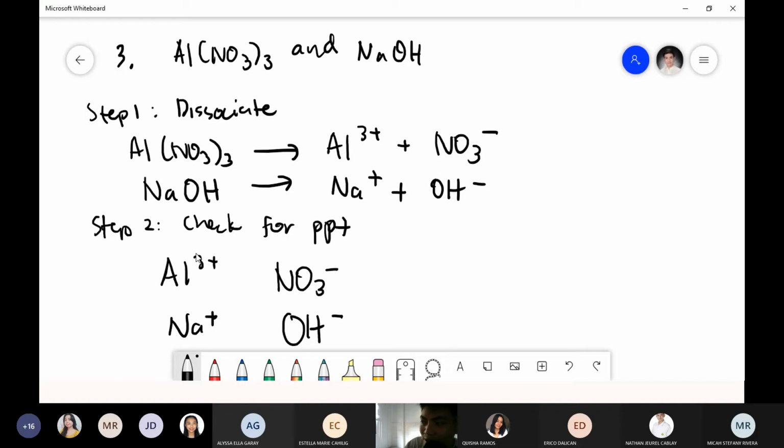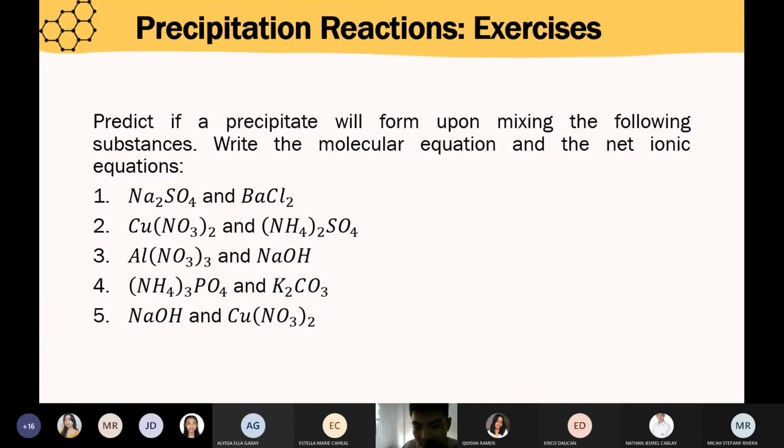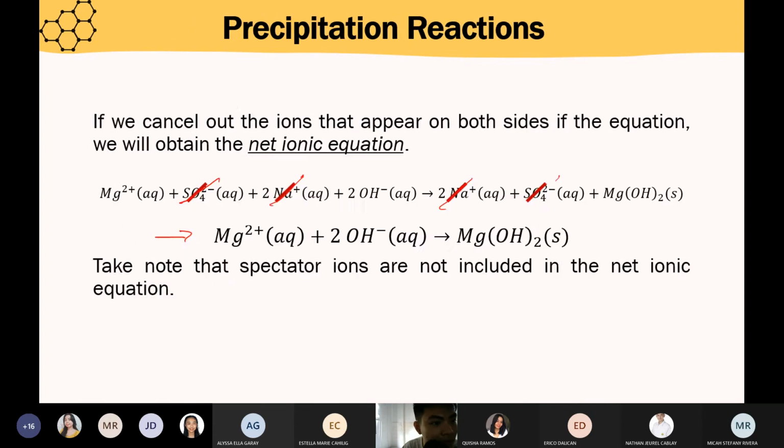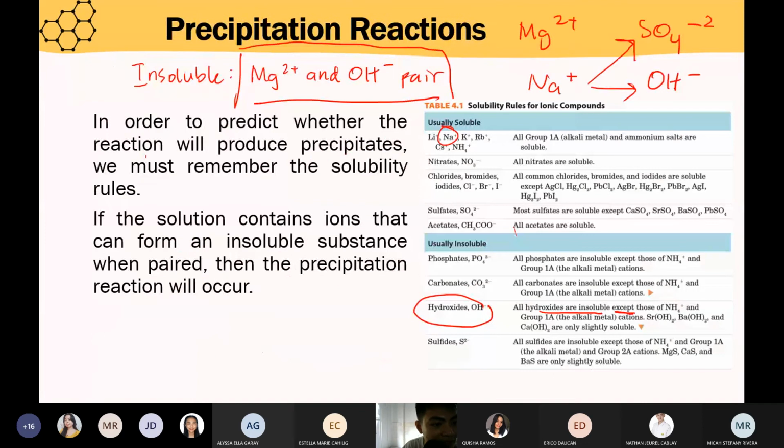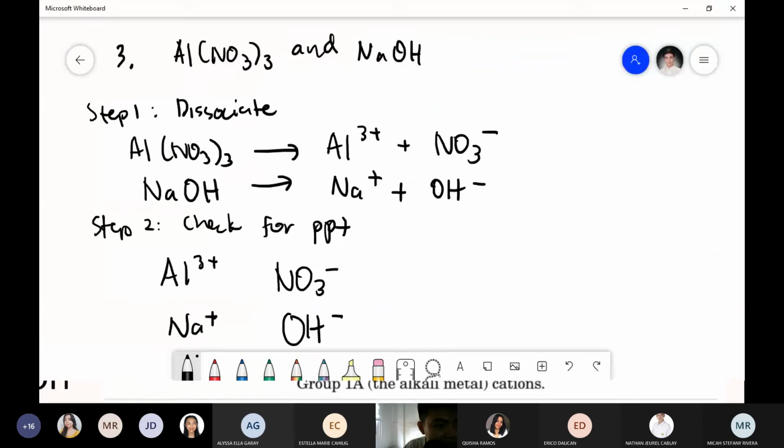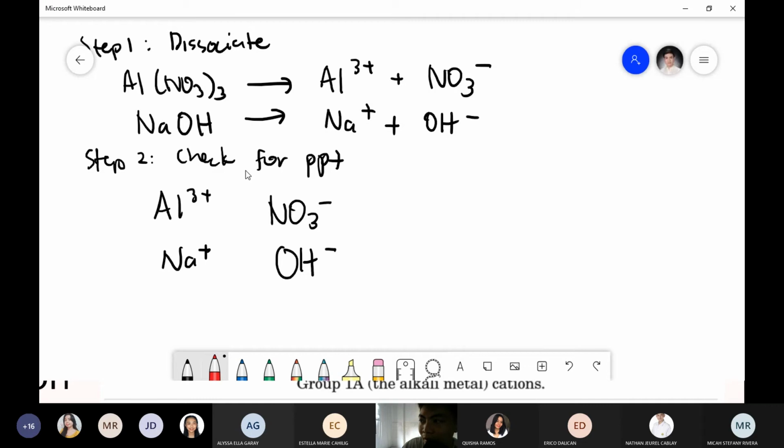Okay. So, these are our ions: aluminum, sodium, nitrate, hydroxide. Tingin ulit tayo sa table. Let us check the table again. Okay. So, let us check again if we can create precipitate. Sino yung mga pwede natin i-partner? Ito, ayun. Ito, ayun. Okay? So, tignan natin.